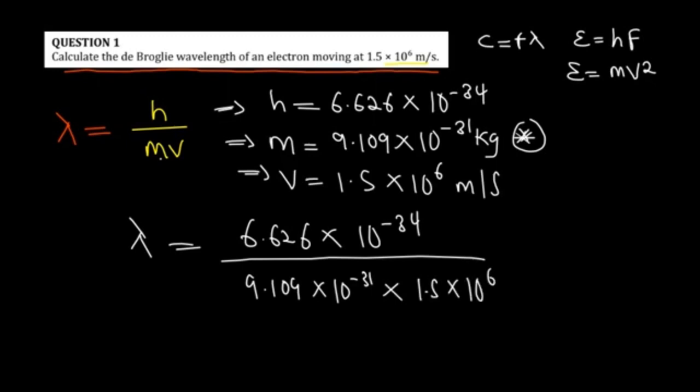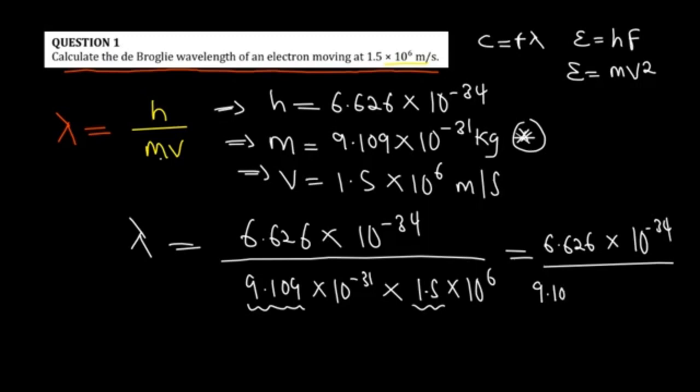Okay, so the rest is just to punch this value onto the calculator. But if you don't want to stress with that, I have an easy way that you can do it. You can say 6.626 multiplied by 10 to the power minus 34, divided by, and then down here I'm going to put this guy and this guy together, so that would be 9.109 multiplied by 1.5 times 10 to the power minus 31 and then 10 to the power 6.